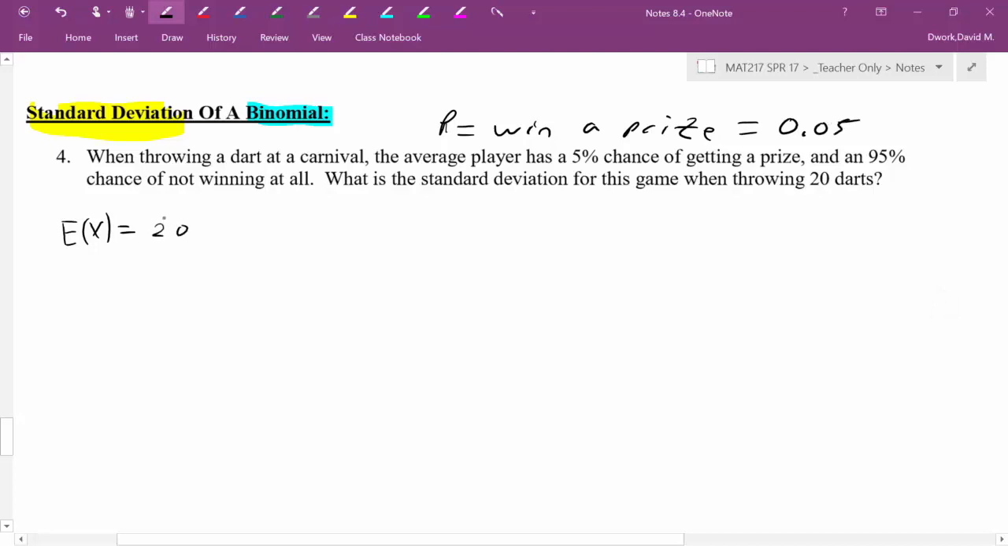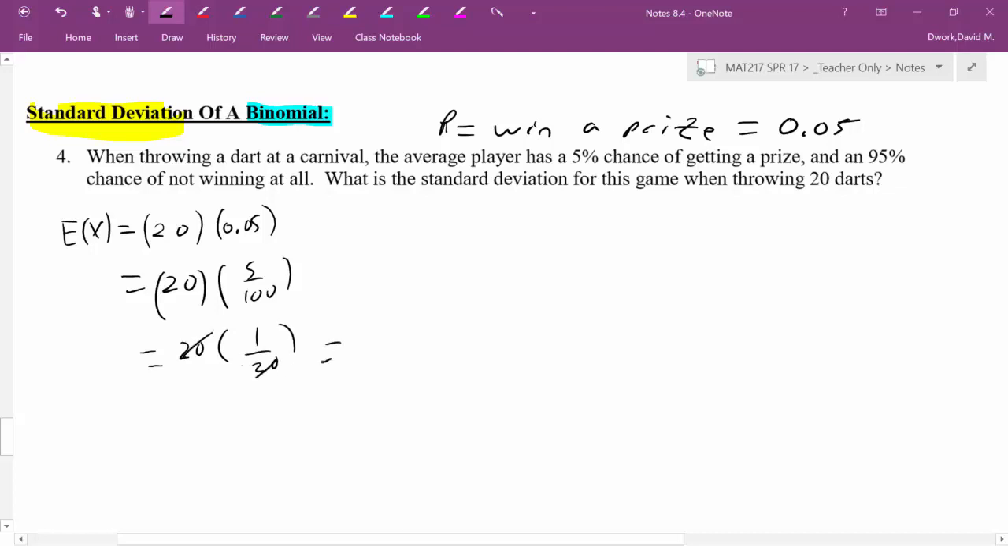So in this problem, the expected value would be 20 times 0.05. Because I purposely made up these numbers, this would be 5/100ths, which is just going to be 1/20th. Magic! So that leaves us with 1. Therefore, the expected value is 1, which means, what is the units? We would expect to win 1 prize when you're throwing 20 darts and you have a 5% chance of winning.